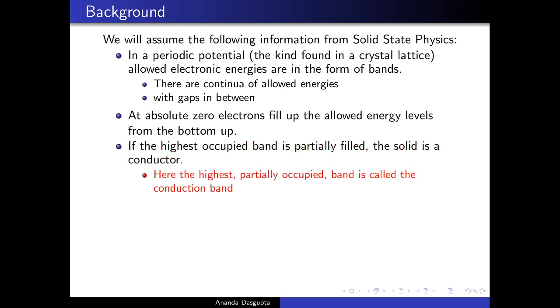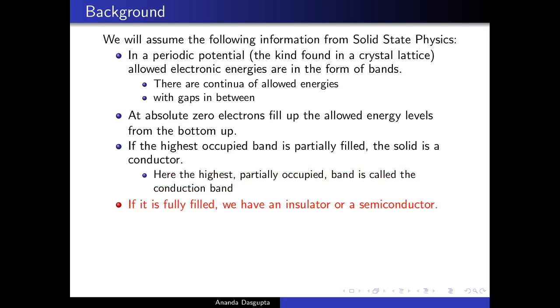So in this case, the highest partially occupied band is where all the conduction occurs. The lower bands, which are completely filled, have electrons which are essentially inert to external stimuli simply because they don't have any neighboring levels to jump to. The highest band is called the conduction band.